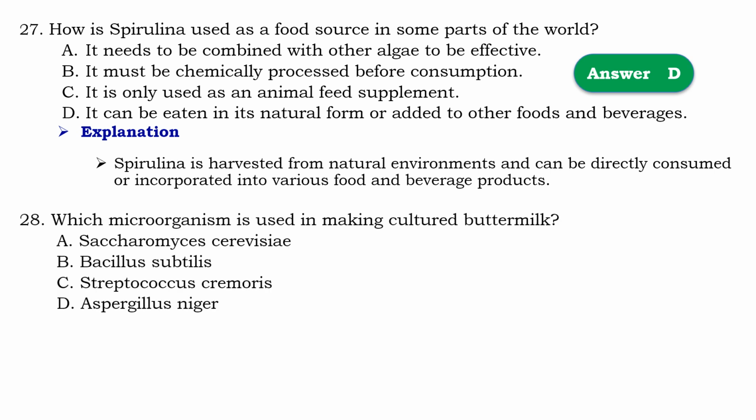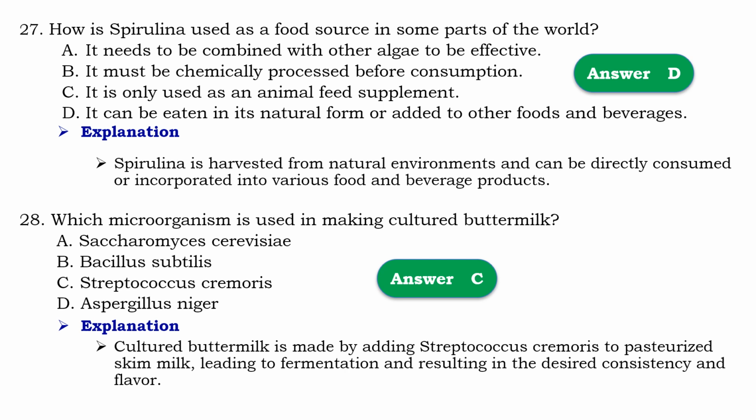products. Question number 28. Which microorganism is used in making cultured buttermilk? Cultured የሆነ buttermilk ለማዘጋጀት የምንጠቀመው microorganisms ምን ይባላል ነው? So the answer should be C. Streptococcus cremoris. Means that cultured buttermilk is made by adding Streptococcus cremoris to pasteurized skim milk, leading to fermentation and resulting in the desired consistency and flavor.